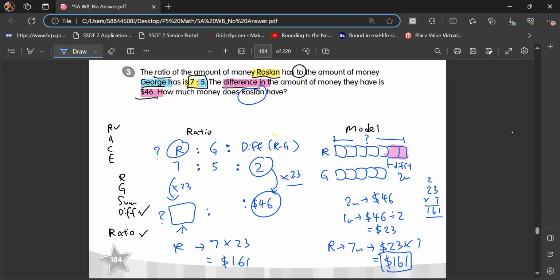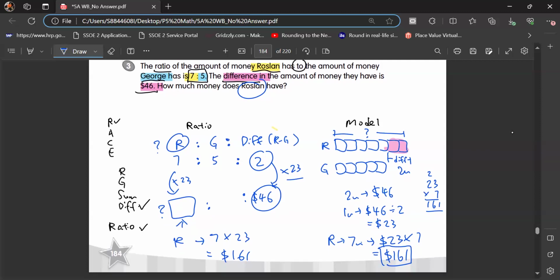So in this case, the 2 answers here, where the marks are given, the first mark will be given to the 2 units. You can identify times 23 here. And another mark will go to 7 times 23, which is here. One method mark, and 1 answer mark. So this question is worth 3 marks.